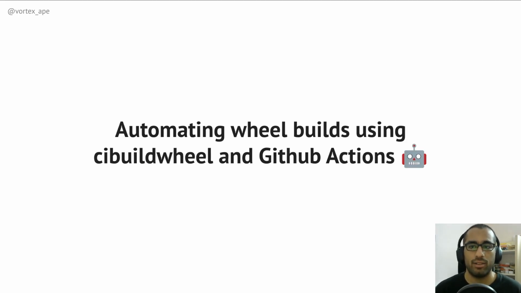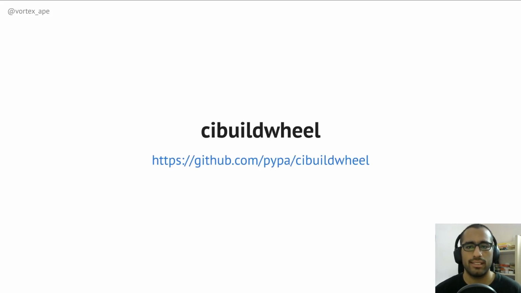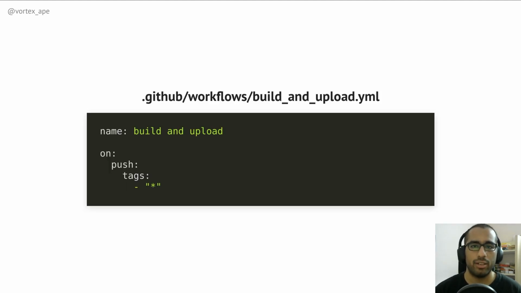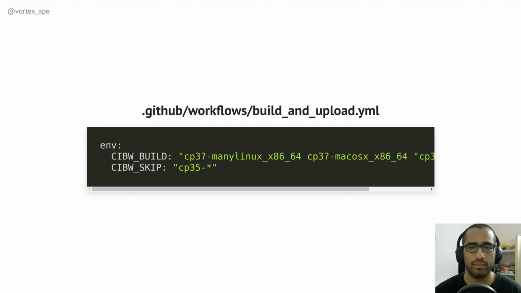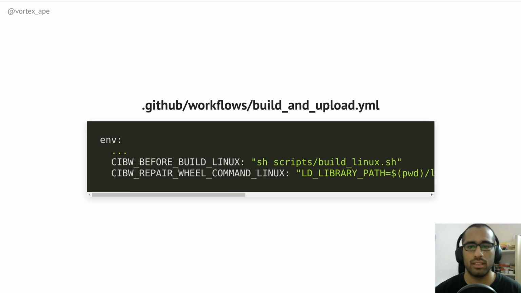Finally, let's look into how we can automate wheel builds using cibuildwheel and GitHub Actions. cibuildwheel is a useful tool which can help us build wheels for all platforms with minimal CI configuration. This is how it works. We create a GitHub workflow, which will get run on each push of a tag. In the environment variable section, we specify CIBW_BUILD with cp3*, which should build wheels for all Python 3 minor versions on Linux, macOS, and Windows, except 3.5, which we've specified in the CIBW_SKIP variable.